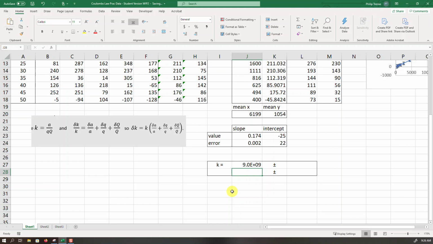That's in excellent agreement with what we would have expected. I might just increase the decimals on display there a little bit. See, it's not perfect. In a textbook value, you'd get 8.99, but we're very close.